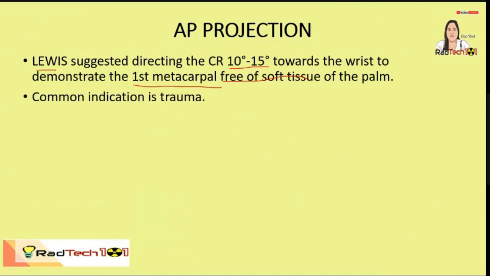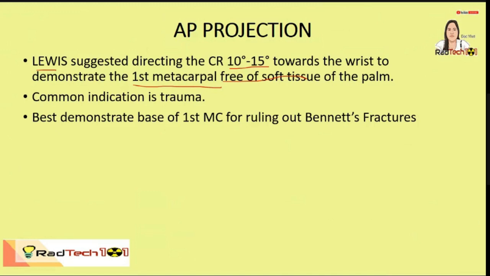So, common indication is trauma. So, piniperform ang AP projection to assess possible trauma sa first digit. Also best demonstrates the first metacarpal for ruling out Bennett's fracture. So Bennett's fracture is the most common fracture involving the base of the thumb. This is the most common fracture sa base of the thumb, ang Bennett's fracture. This occurs when the thumb is forced backwards and towards the wrist. Okay?